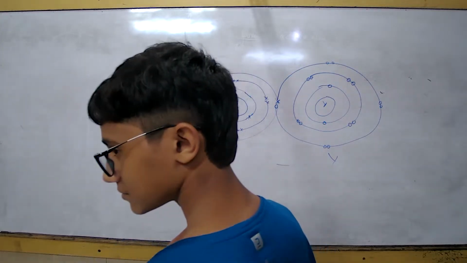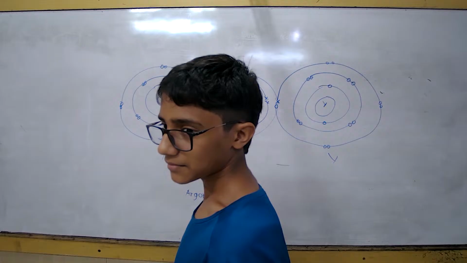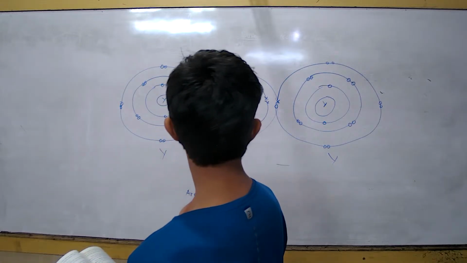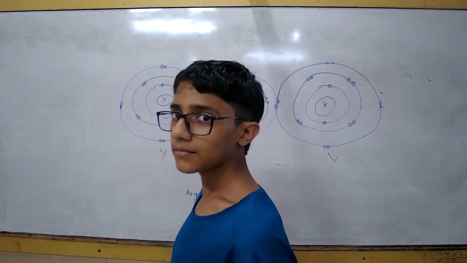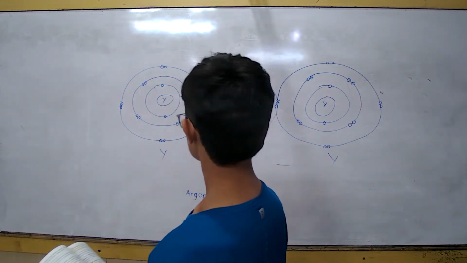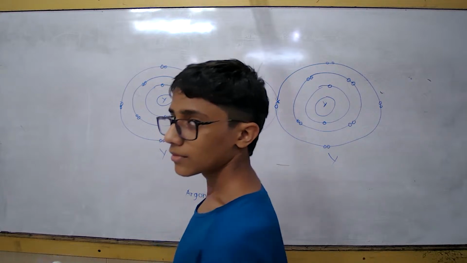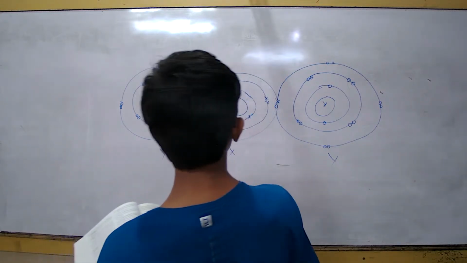Who can help him out? You. X is neon. X becomes neon. Why is X neon? Because it attains 2, 8. After it gives out those 2 electrons, it attains it. And why? Okay.